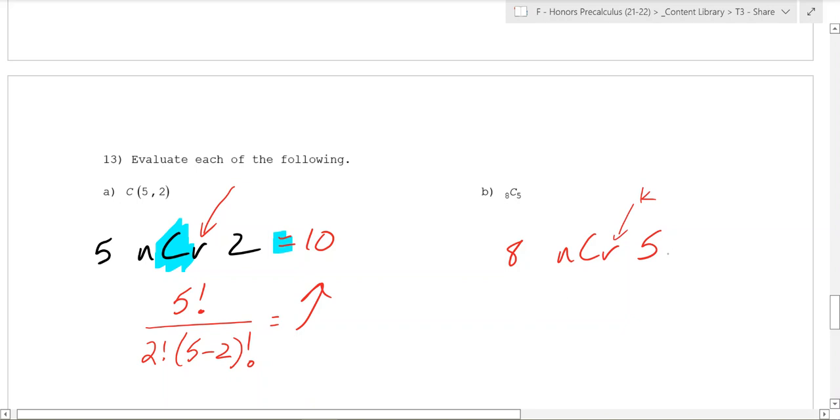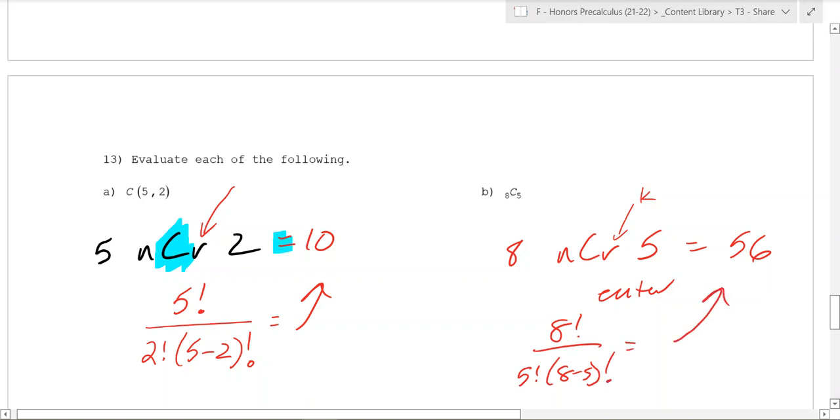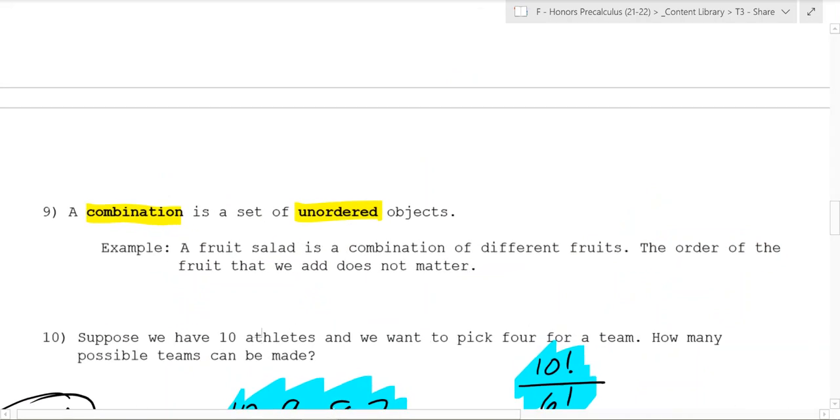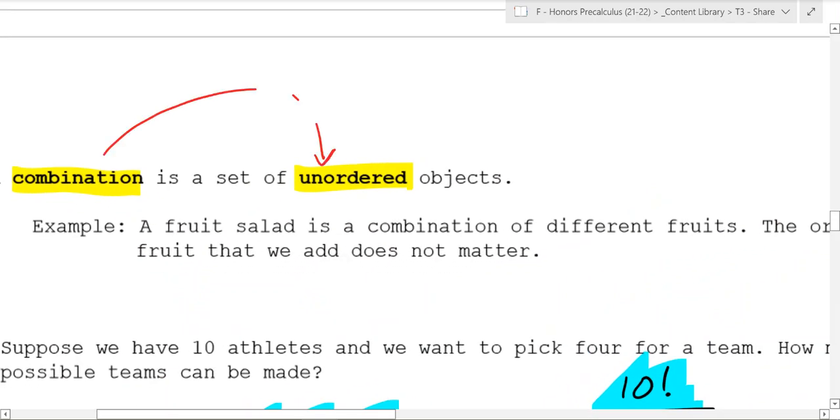So what do we end up with here? When you do this on your calculator, you do 8 and then math PRB nCr. You end up with then 5. So on my calculator, this is literally what I have. And then I just hit enter. And when I hit enter on this, I end up with 56. And this is just 8 factorial over 5 factorial, 8 minus 5 factorial. And that equals 56. So again, in this sheet, k is what we call the second number, but on your calculator, it's called r. So really, the biggest thing to walk away with is combinations are unordered. The order doesn't matter, but for permutations, order does matter.